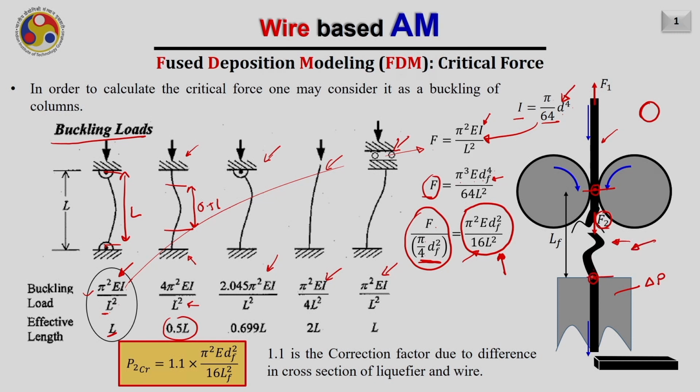Also, we know that the diameter of the liquefier will be slightly larger than the diameter of the wire. Therefore, to accommodate this error, usually a correction factor of 1.1 is used, and the modified value of the pressure which the wire can handle can be given as P2Cr, the critical pressure acting on the wire, equals 1.1 multiplied by pi square E df square divided by 16 Lf square. Here again I am replacing this L with Lf because I am talking particularly about this distance, that is Lf, right now.